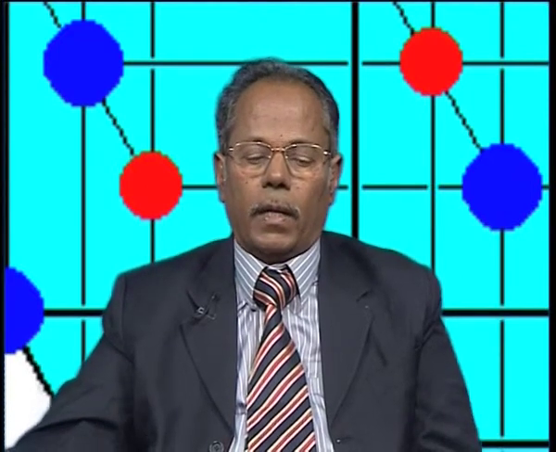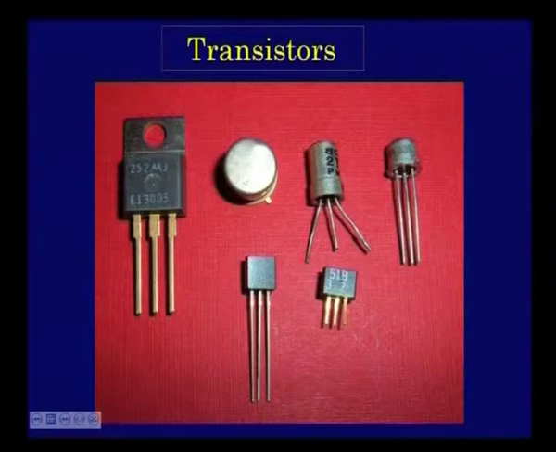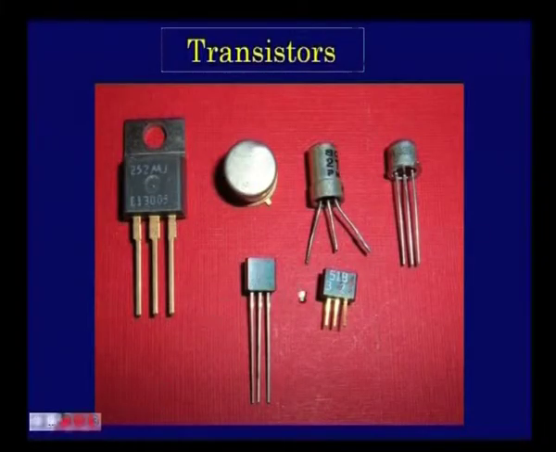Now, when you combine p and n, you get a p n junction. It is a diode. A p n junction is a diode, that is a transistor. Now, you can have p n p, a 3 terminal device. It is p n p or n p n, you can have different configurations. These are some of the transistor configurations.